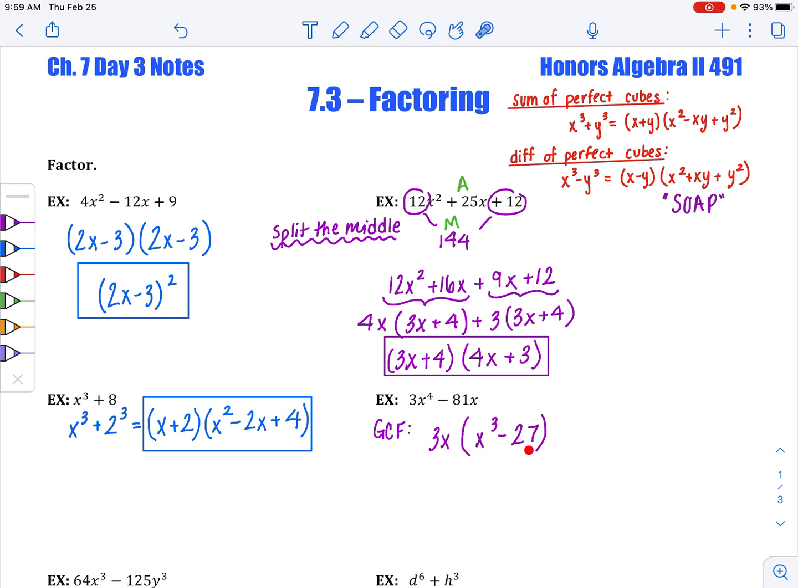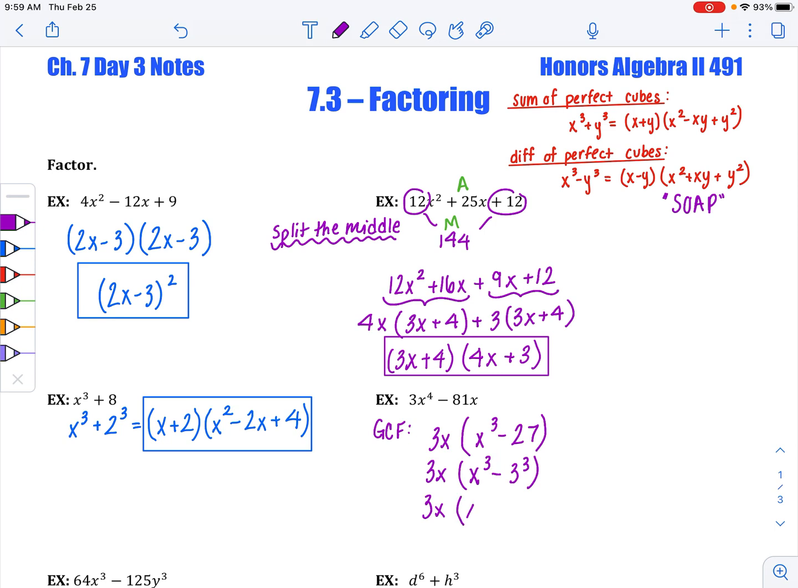Here now is a difference of perfect cubes. X cubed minus, this would be 3 cubed. I'm going to rewrite it. Don't forget the 3x on the outside. I'm going to rewrite it as those perfect cubes so we know exactly what my x value and my y value is. Using our formula right here, difference of perfect cubes, the 3x stays.